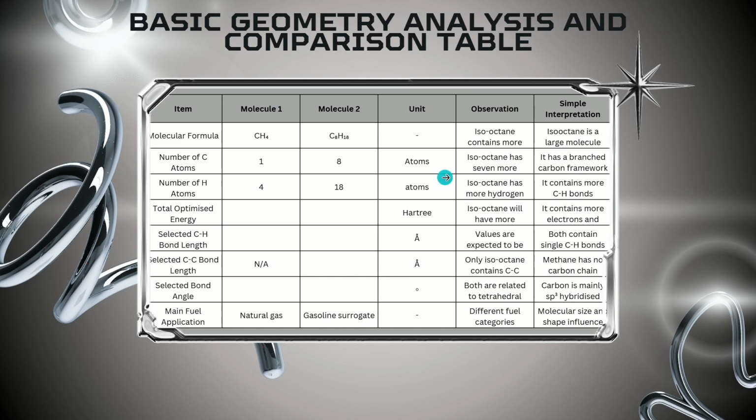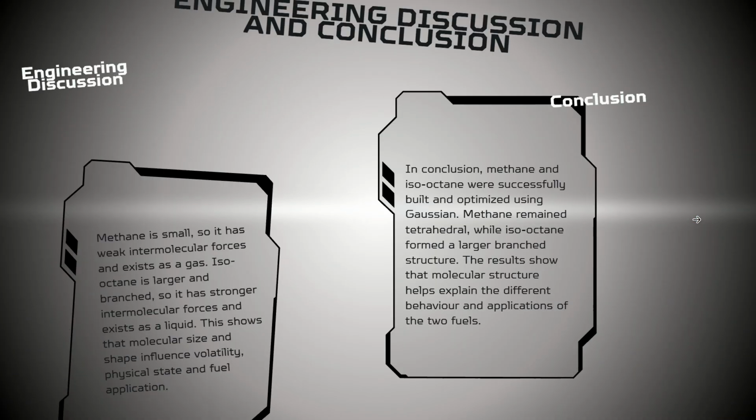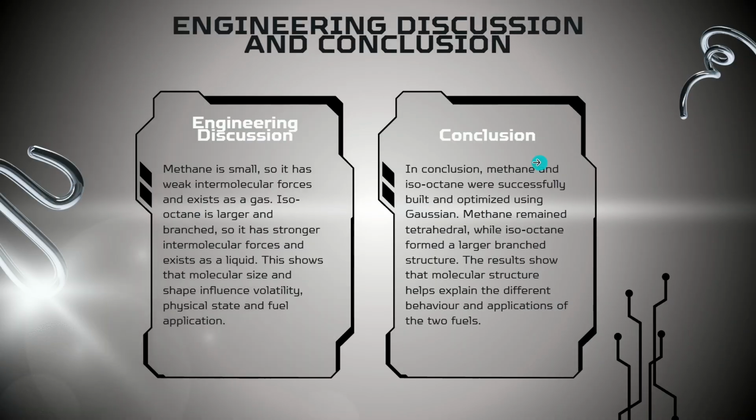So this is the basic geometry analysis and comparison table, where we compare the molecular formula, the observation, and a simple interpretation. And then next is the discussion and conclusion.